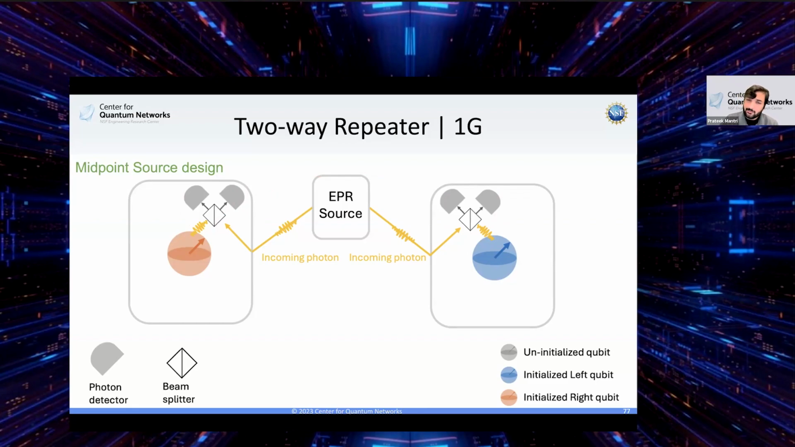We can also use absorptive memories where we download these incoming photons directly onto the absorptive memory, but those systems tend to be limited by the cavity-based assistance that we would end up using. So it might not be as efficient, but theoretically there is no limit in terms of the efficiency of those cavities. This kind of scheme is called a midpoint source design. So you have a source in the middle, and then you are sending from the midpoint to these stations. And this is the first generation of the two-way repeater schemes.